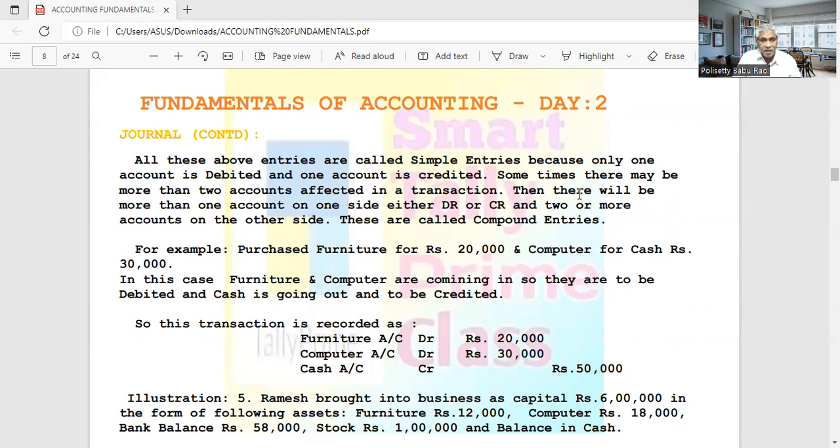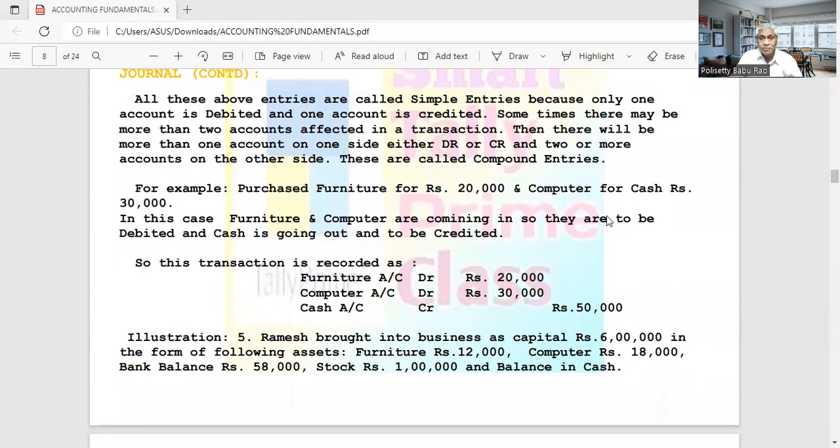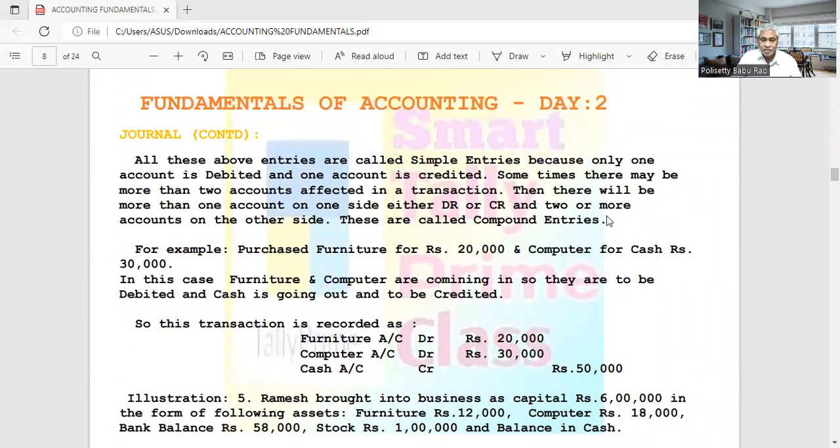Sometimes there may be more than 2 accounts in the transaction. It means we have to write more than one account on the debit side or on the credit side, depending on the transaction. Sometimes there will be 4 or 5 accounts. In such a case, one or more accounts are to be debited and one or more are to be credited. Such entries are called compound entries.